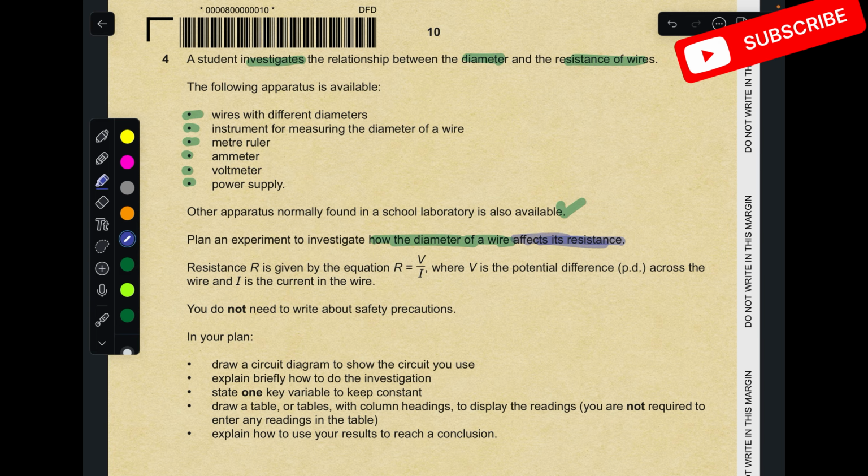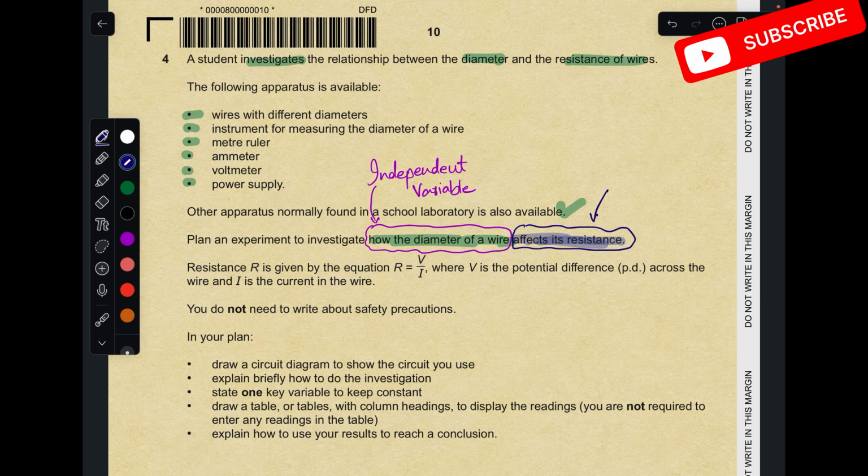Okay, so what you are changing, you have to choose it yourself. So this thing is basically the independent variable. The variable that you are taking by your choice is the independent variable. The resistance will be changed because you are changing the diameter. So this is the dependent variable. It's depending on the diameter.